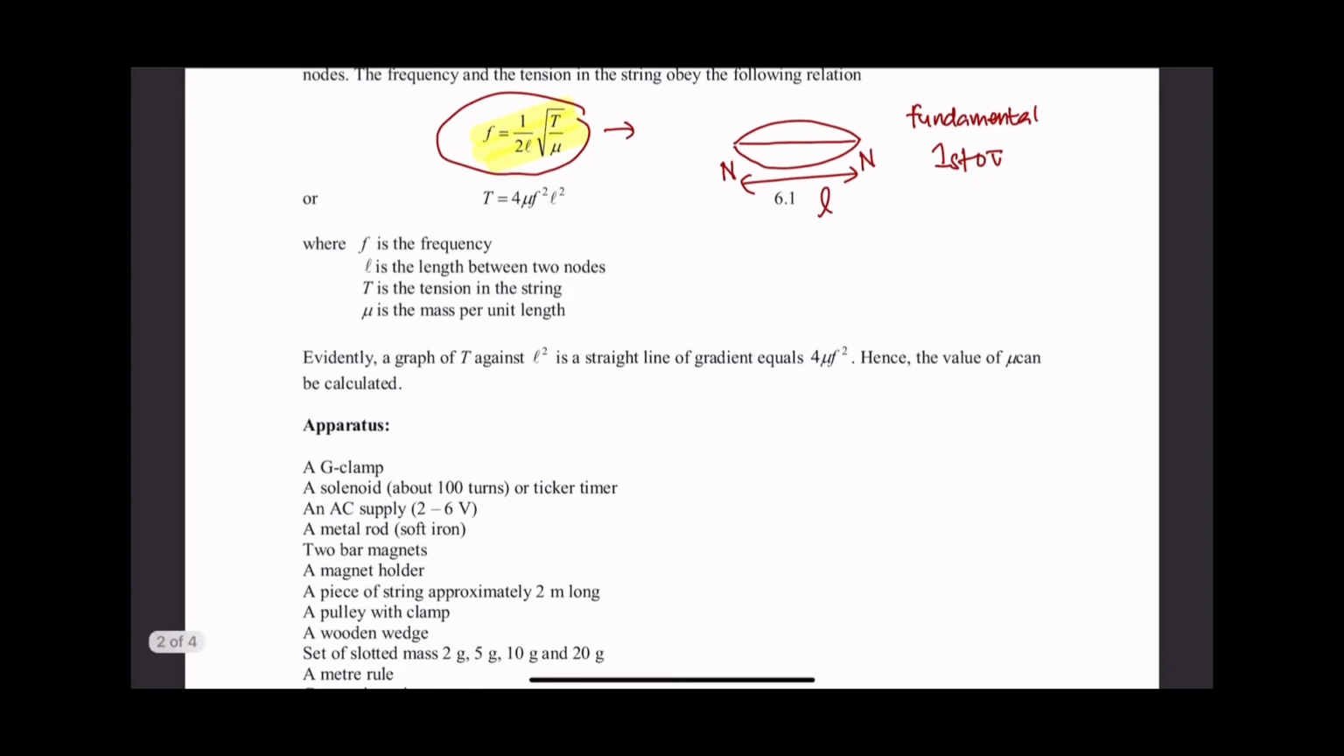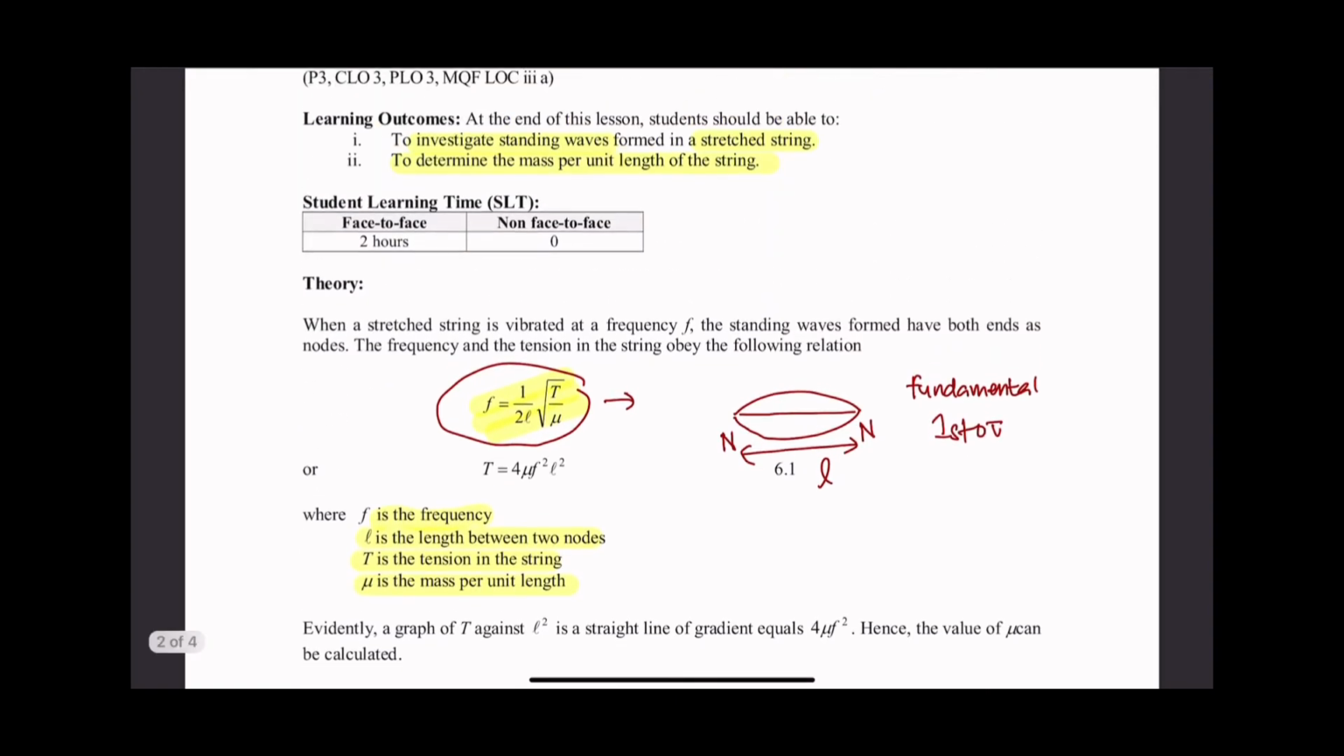Okay, so as you know, f is the frequency, L is the length between two nodes, T is the tension in the string and mu is the mass per unit length. So our aim today is to find what is mu, the mass per unit length, mu.